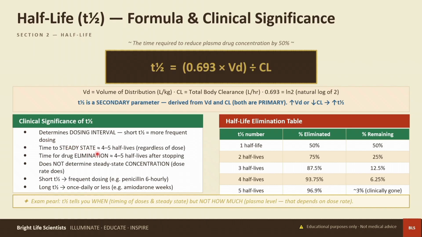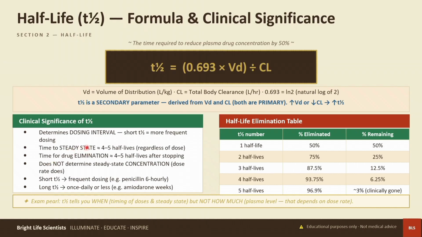It always takes 4 to 5 half-lives, regardless of the dose. This is one of the most important rules in pharmacokinetics. Half-life also determines how long it takes to eliminate a drug after stopping it. Again, 4 to 5 half-lives. But here is the key distinction that trips up many students. Half-life does not determine the steady-state plasma concentration. That is determined by the dose rate. Half-life only tells you the timing. Dose rate tells you the level.